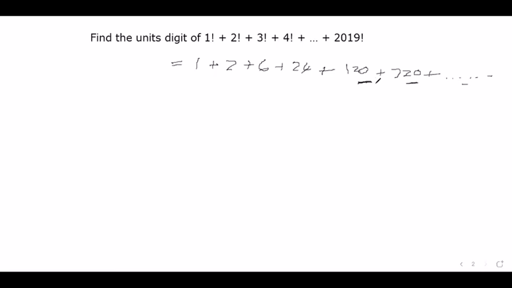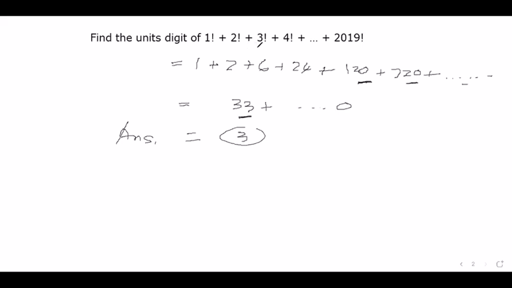Now that's easy. You can add as many zeros as possible. The answer is still 0. So the units digit of this is just this number here. 3 plus 6 is 9. 33 plus some number with zeros at the end. And so the units digit is 3. 3 plus 0 plus 0 and so on. So that's the answer to that question.